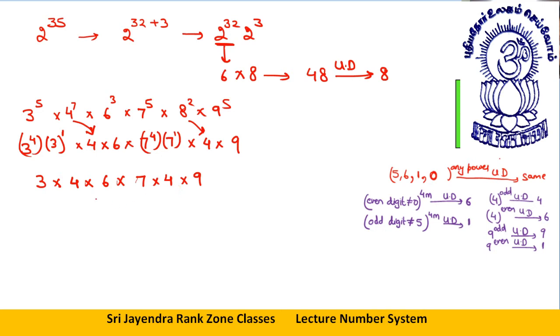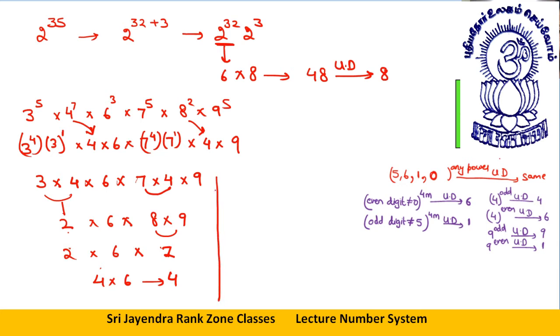Now let's do 3 into 4, 12. 7 into 4, 8 into 9 into 6. Now, 8 into 9, 72, 2. 2 into 6. I am dealing only with the unit digit. This 2 into 2, 4. 4 into 6 will give me 4.